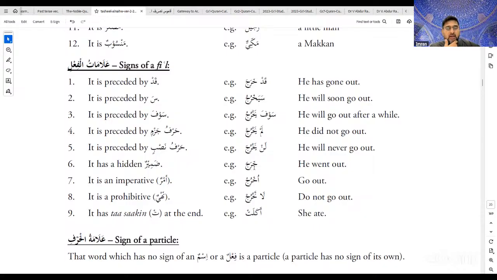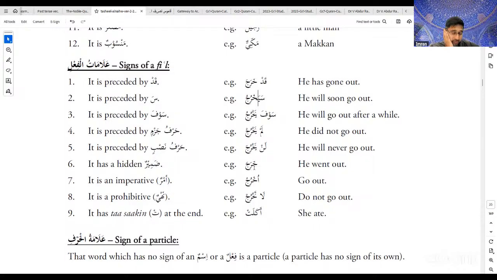So kharaja means he exited, but there's no alif. The root word is kharajim. These are root letters, but the meaning of "he" is hidden within the verb. So it's mustatir, as we call it. Excellent. And number 7. Of course, all verbs do not have hidden pronouns. Only a few of them have hidden pronouns, and one is kharaja, which has a hidden pronoun within it, which is huwa.